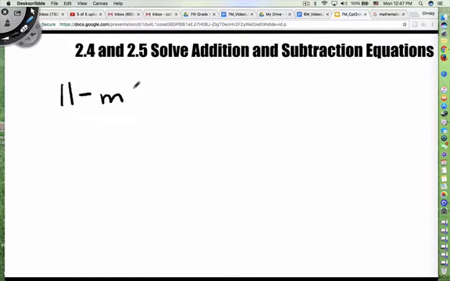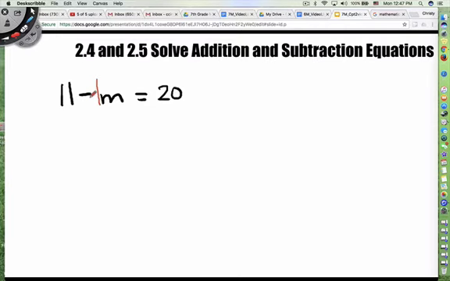11 subtract m is equal to 20. Now, this is a little tricky, okay? This can be solved in a couple of different ways. One thing you want to remember is that there is a coefficient in front of this variable. So this is really negative 1m, okay? Now, isolating the variable means you're getting the variable by itself. So this negative 1 needs to go away. It needs to be a positive 1.